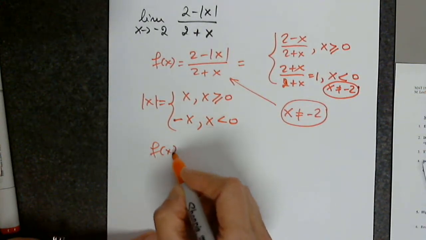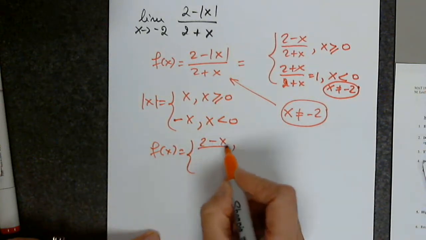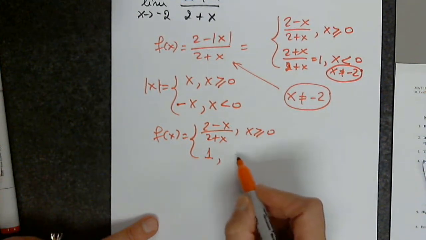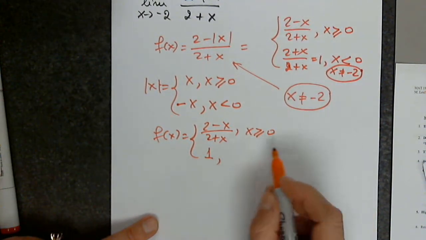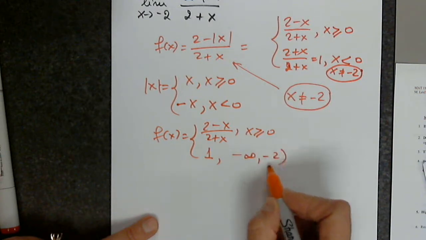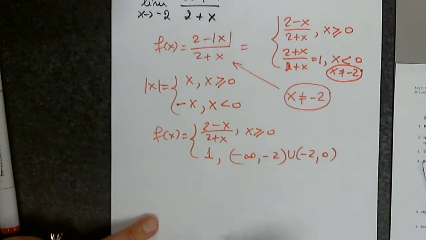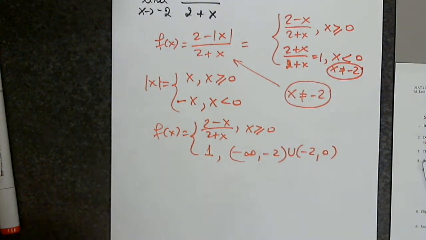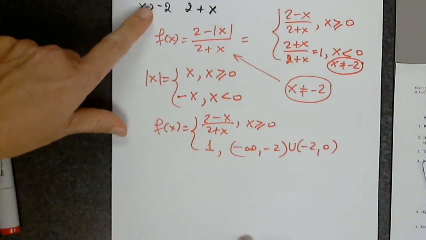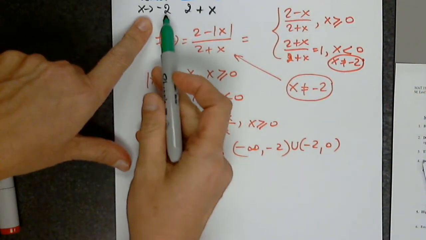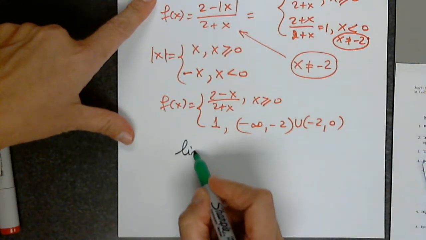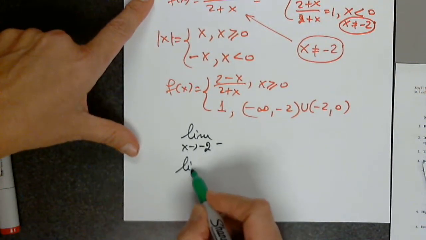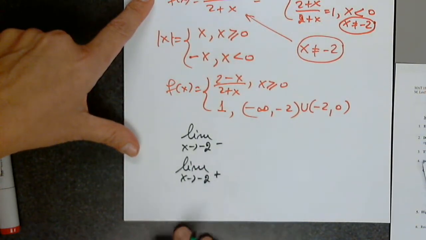So then one more time, f of x is 2 minus x over 2 plus x for x greater than or equal to 0, and it's 1 for, I will write it in interval notation, negative infinity to negative 2, union negative 2 to 0, because I need to incorporate that x does not equal negative 2. Okay, so I'm asked to find the limit as x approaches negative 2 from either side. So I will determine the limit as x approaches negative 2 from the left, and the limit as x approaches negative 2 from the right.